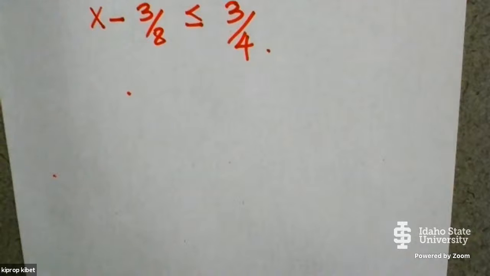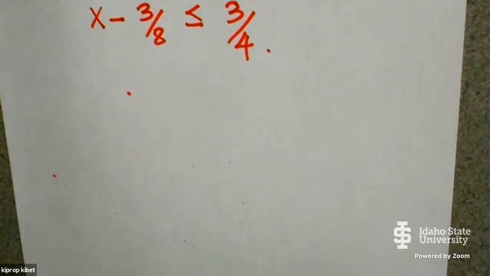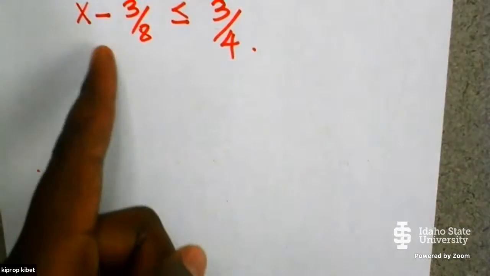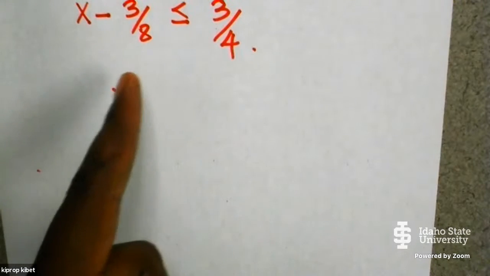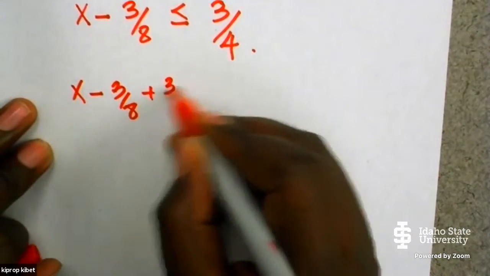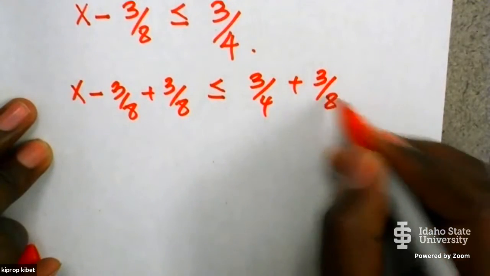So you take the minus 3/8 to the other side. Now, using property number one, the addition and subtraction property, what do you do to remove 3/8 from this side? You add, right? You add 3/8 here, and then you also add 3/8 to the other side. Then it will remove the 3/8 on this side. So it will be x minus 3/8 plus 3/8 less than or equal to 3/4 plus 3/8.